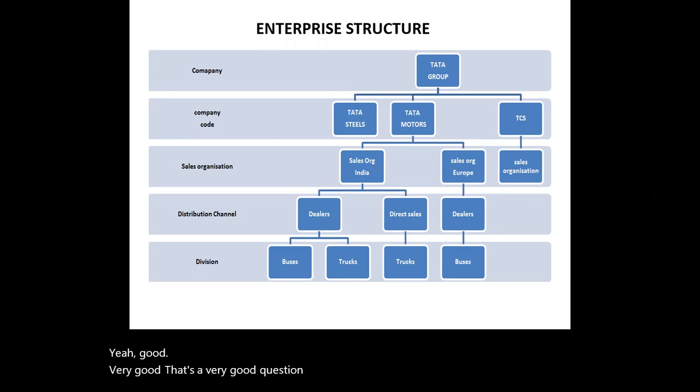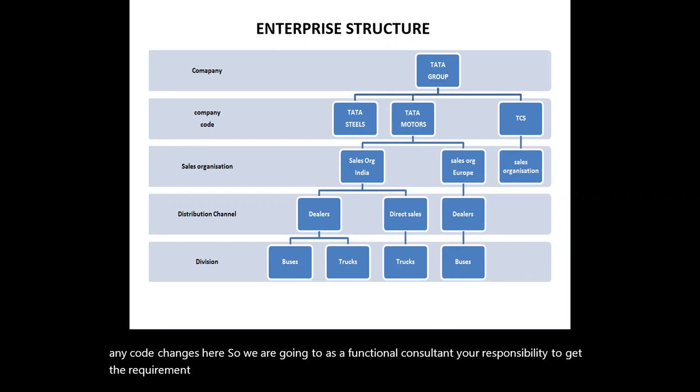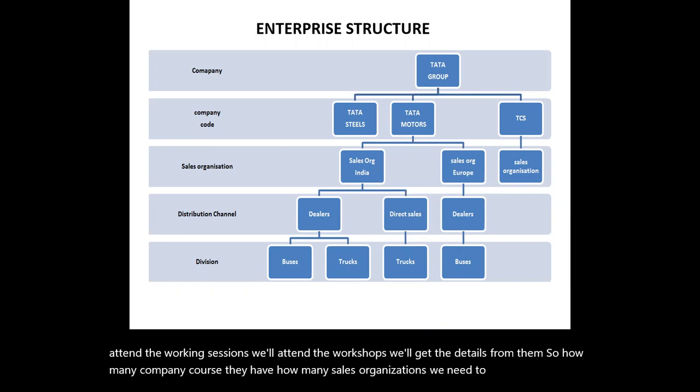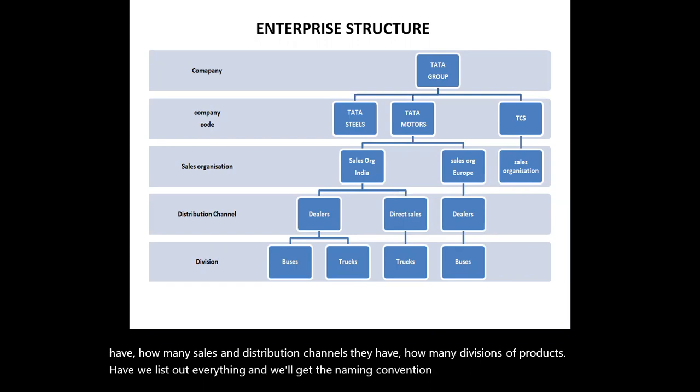So it's a structure, right? So we are not going to do any code changes here. As a functional consultant, your responsibility is to get the requirement from the client. So we'll talk to them, we'll attend the working sessions, we'll attend the workshops, we'll get the details from them. So how many company codes they have, how many sales organizations they have, how many sales and distribution channels they have, how many divisions of products they have. We'll list out everything and we'll get the naming convention from them. So they'll provide all the details.